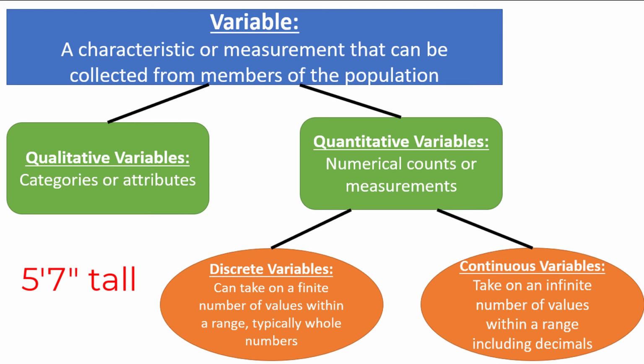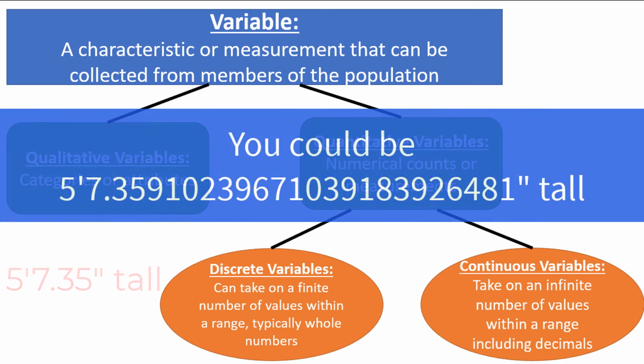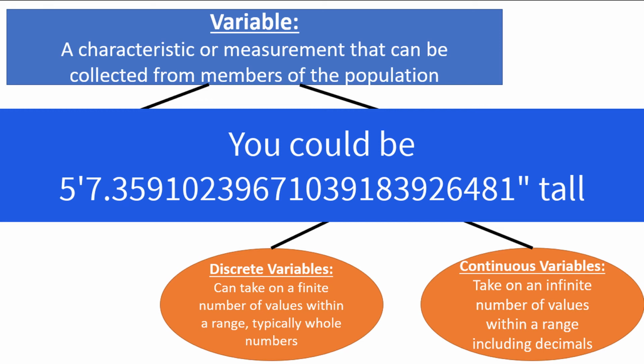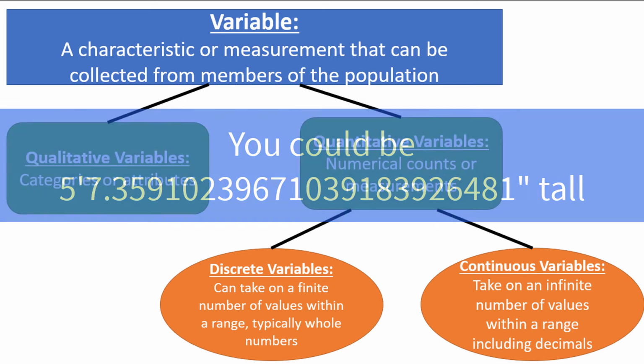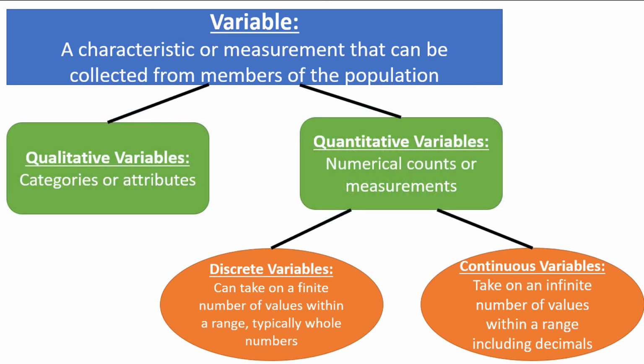You could maybe be 5 foot 7.3 inches, or 5 foot 7.35 inches, or 5 foot 7.3591023967103918392648 inches tall. Do you see my point? There are an infinite number of possible heights if we just continue to measure more precisely. Sure, you might have to be a crazy person to measure with that precision, and it might not even be possible. But nevertheless, some variables are continuous, meaning that they really can take on any value within some range. Now, I say within some range because I don't think anyone is 100 feet tall, yet. But there can still be restrictions, so I think you see my point.